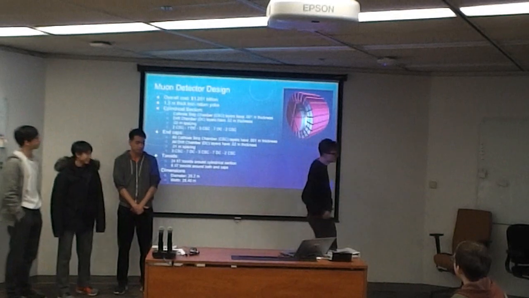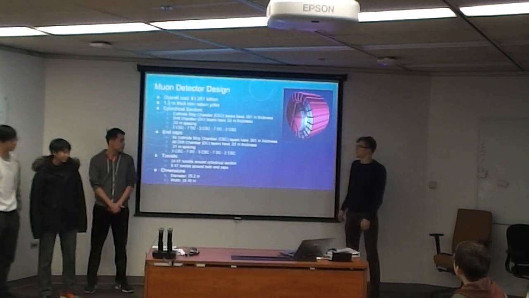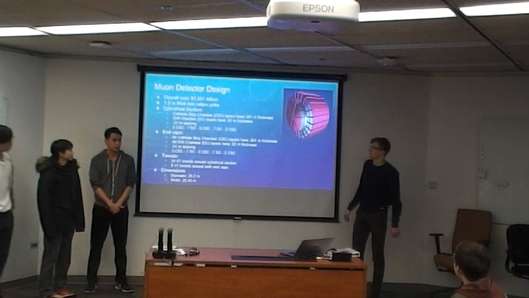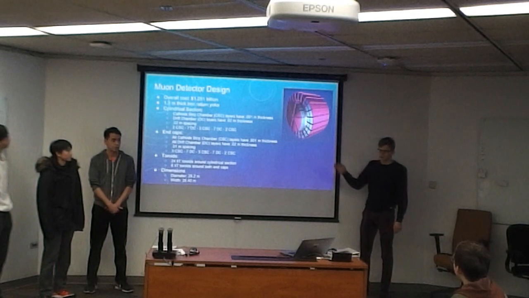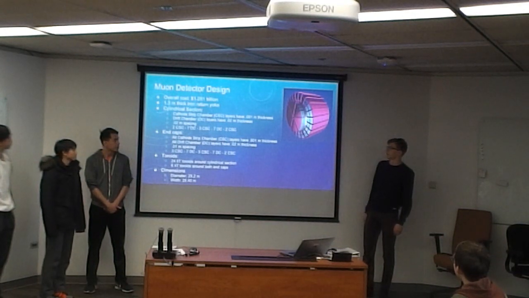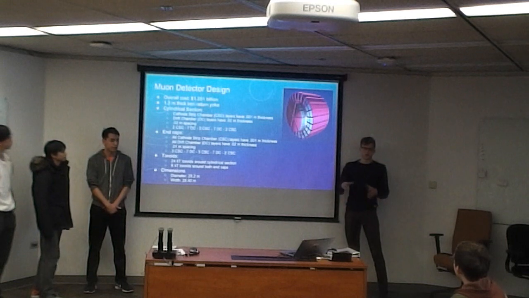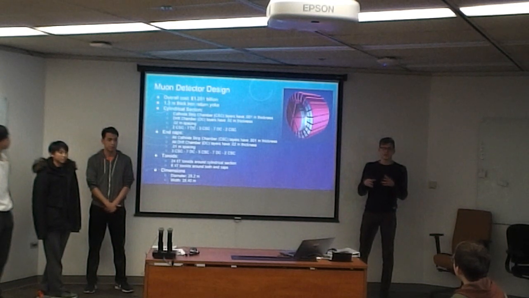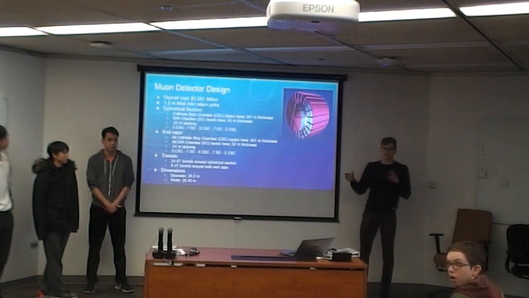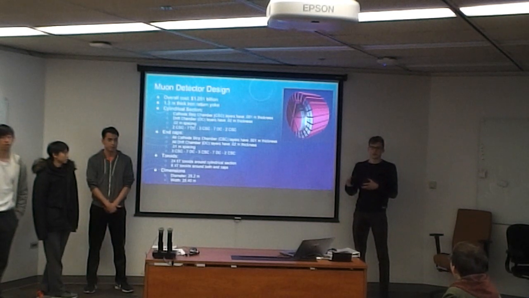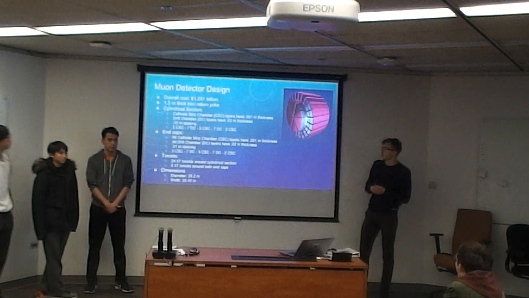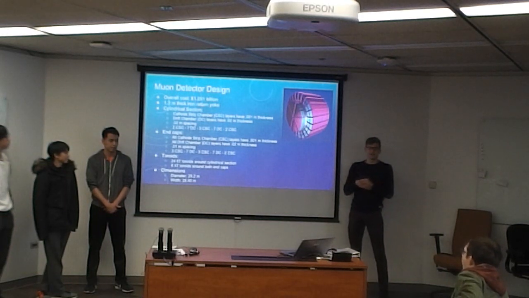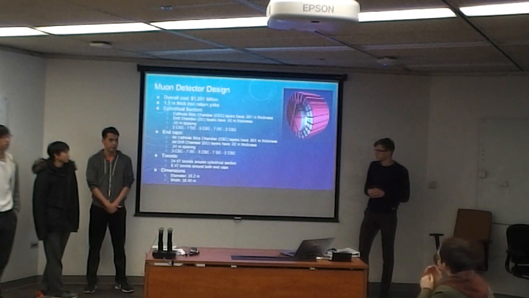Okay, so this is the design for our muon detector. Our overall cost was $1.281 billion. Like Josh said, the first part of our muon detector was a 1.3 meter thick iron return yoke. Like Josh said, it does act to stop any stray hadrons that may not have been stopped within the hadron calorimeter, but it also acts to contain the magnetic field from the solenoid.